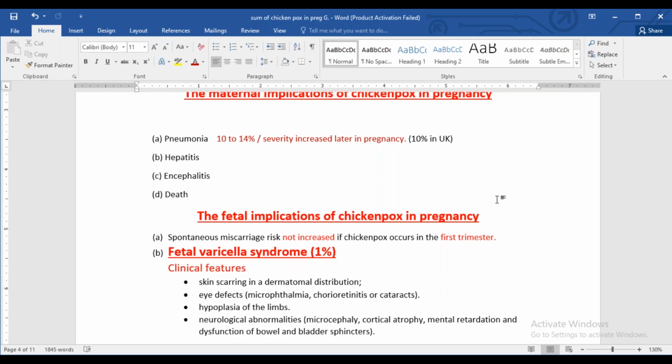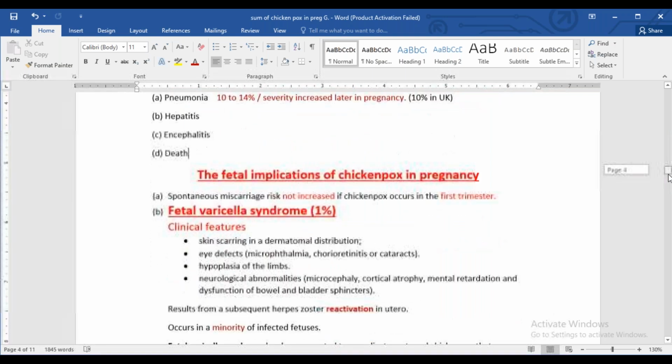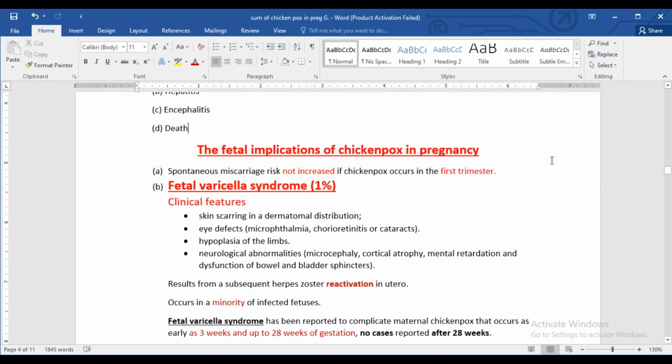So what's going to happen to the newborn or to the fetus? Okay, here's the complicated part, and we have many numbers here to focus on. First thing, we have the fetal implications. They found that the spontaneous miscarriage risk is not increased if the chickenpox happens in the first trimester. It's not increased compared to the other population. The risk is the same.